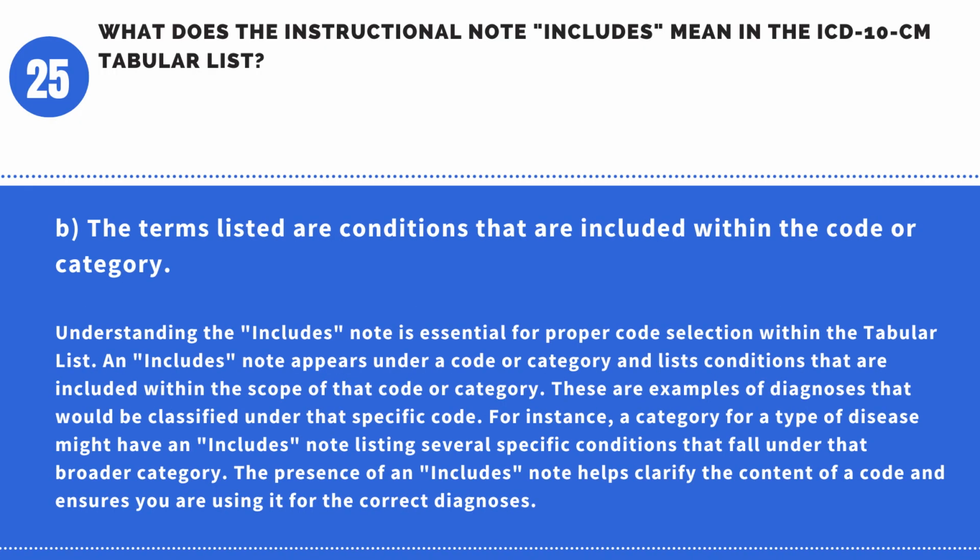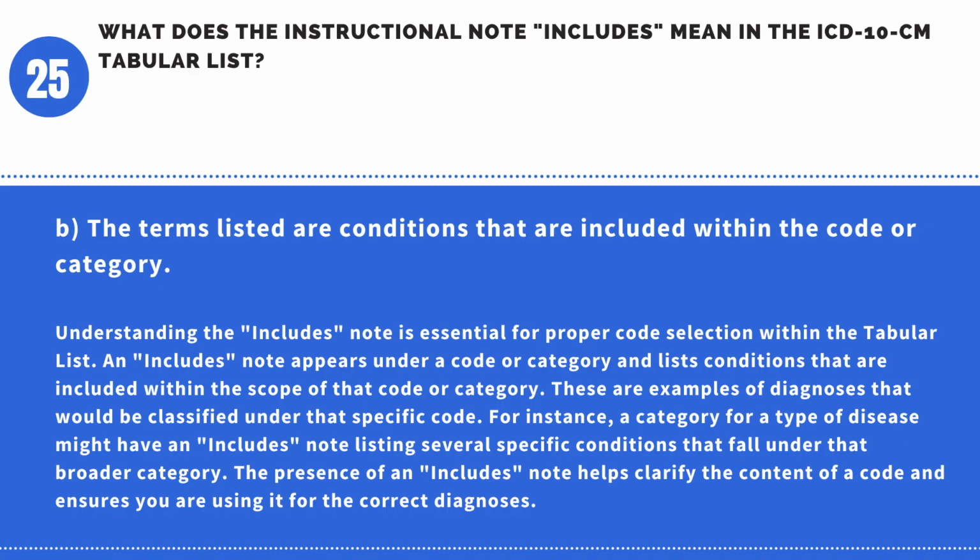Answer: B. The terms listed are conditions that are included within the code or category. Understanding the includes note is essential for proper code selection within the tabular list. An includes note appears under a code or category and lists conditions that are included within the scope of that code or category. These are examples of diagnoses that would be classified under that specific code.